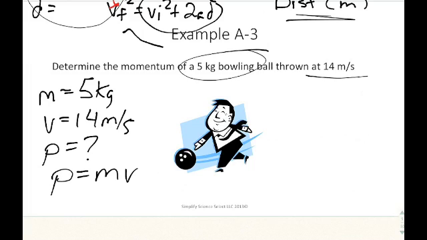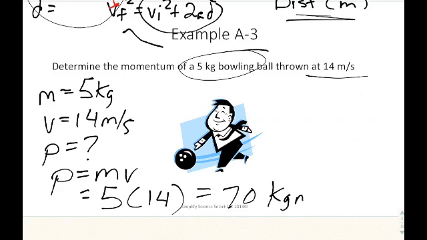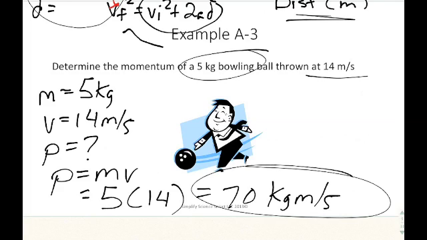Once I've done that, I can plug these in, and I can say 5 times 14, and that equals 70 kilogram meters per second. So that right there represents the momentum of this particular ball. Now really I should have a direction here, and based on the picture I want to say left, because I'm going to assume that the velocity was to the left based on this particular picture.